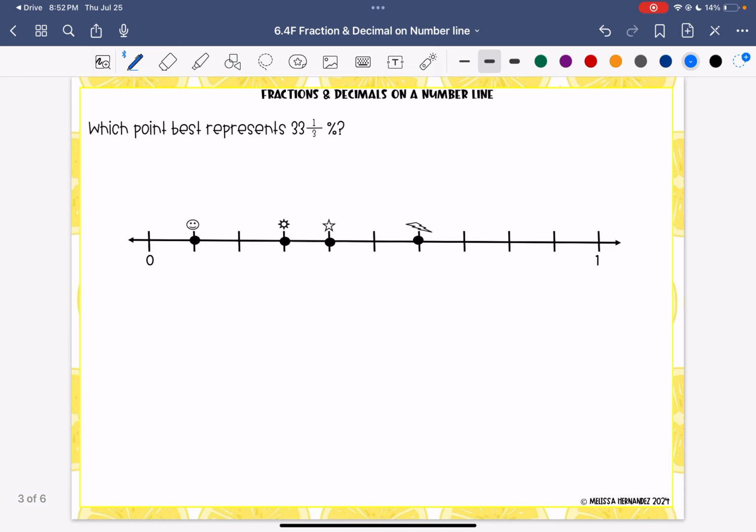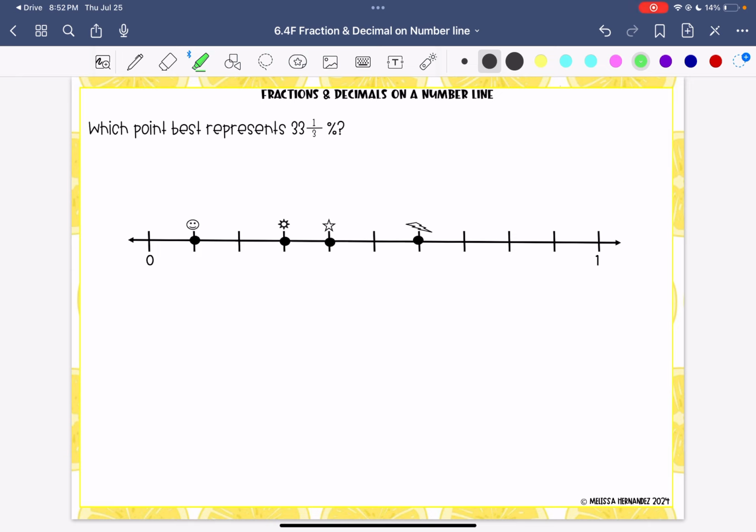It says, which point best represents 33 1/3%? Okay, so this is about 1/3 of the total. So we're close to 3/10.